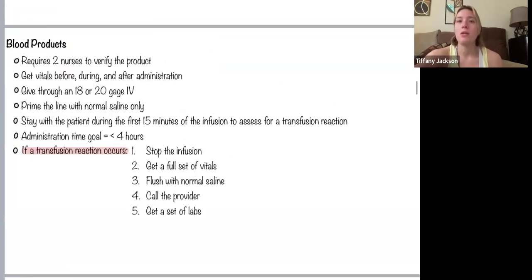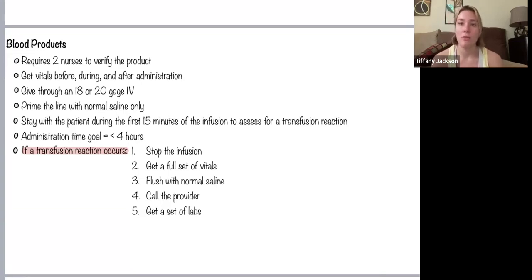A little spiel on blood products. It does take 2 nurses to verify the blood product. We want to get a full set of vital signs before, during, and after the administration. Usually we check them before, then 15 minutes after starting, and then after the infusion is complete. These must be given through an 18 or 20 gauge IV. The line must be primed with normal saline only, and you cannot run blood with anything else.